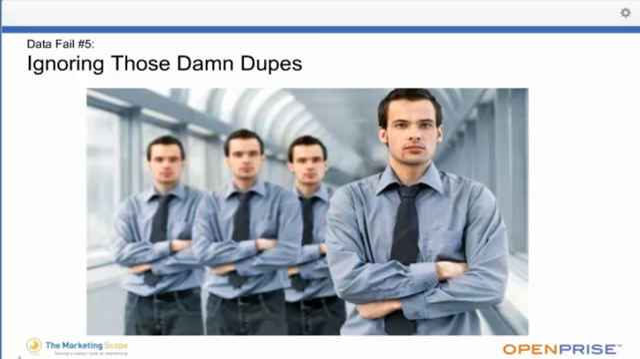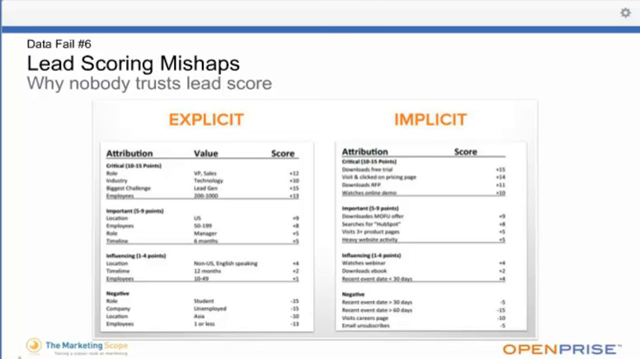There we go. Let's talk a little bit about some of the data fails with lead scoring. I'm a huge fan of it myself, but that's primarily because my data is really, really good at Openprise. We pride ourselves in managing that very well. But the dirty little secret about marketing automation is that there are very few companies that have salespeople that trust lead score. They just fundamentally don't.